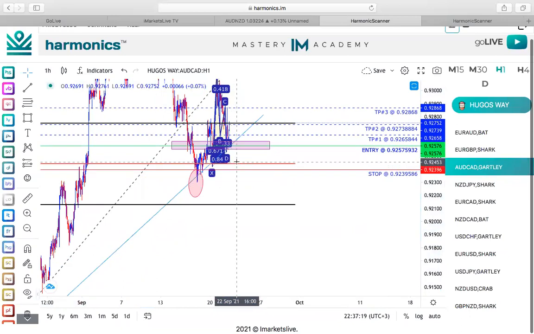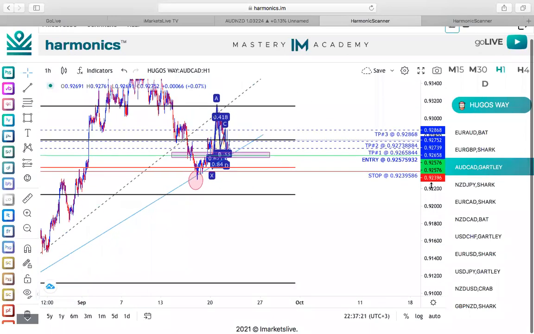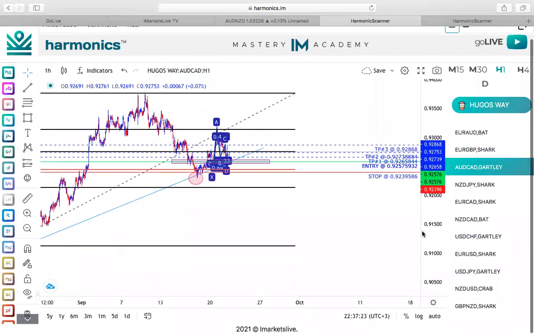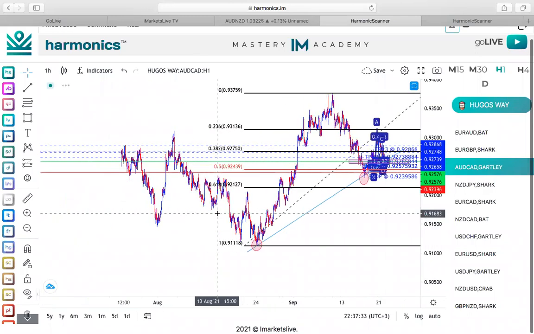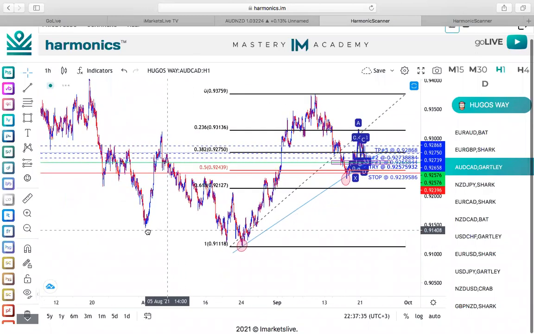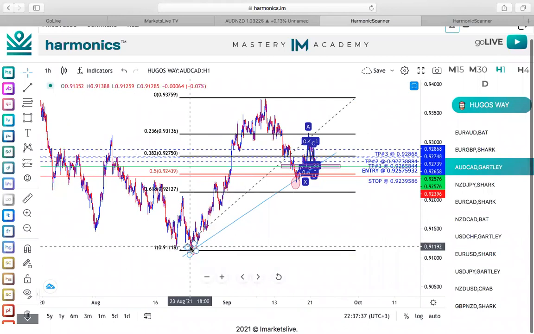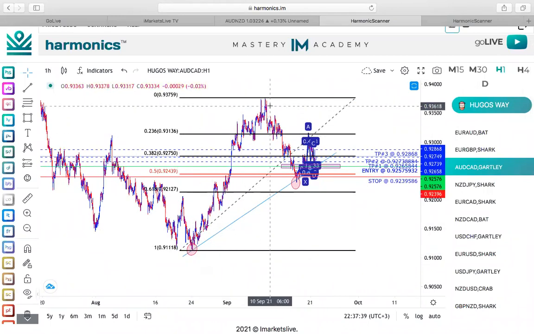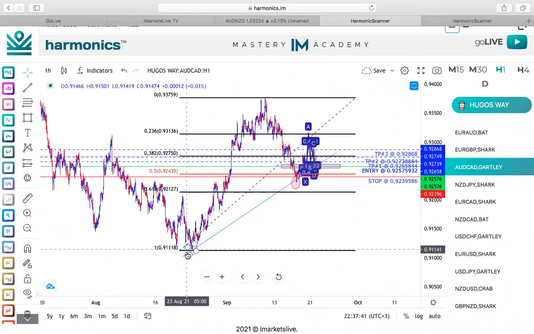So I did the fib. Check this out. I don't necessarily have all my fib retracement confirmations. So how many confirmations do we have? Look, I drew my fib from low to high. Why? Because I have my low right here. This was the last structure point and it made a high.